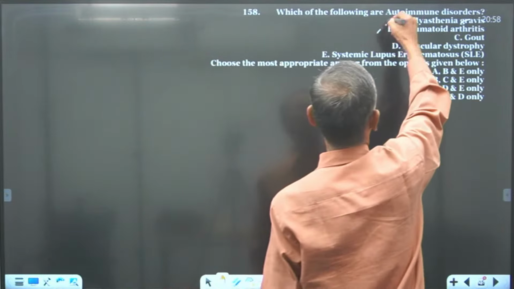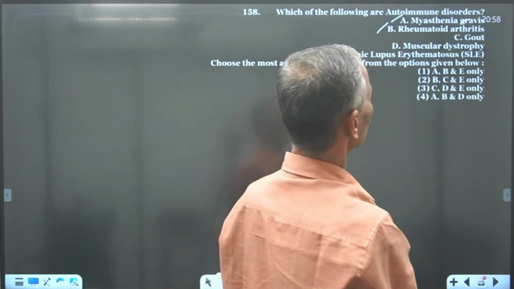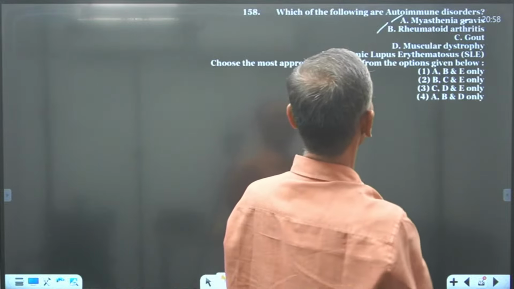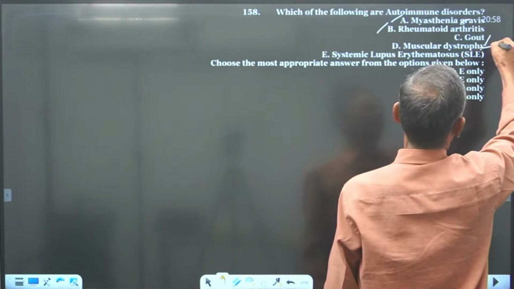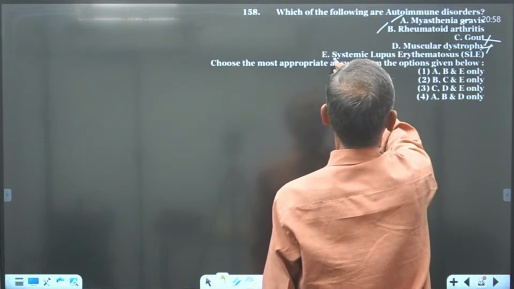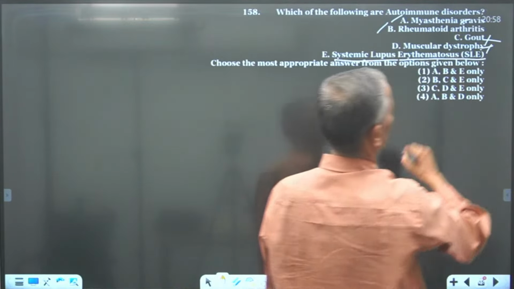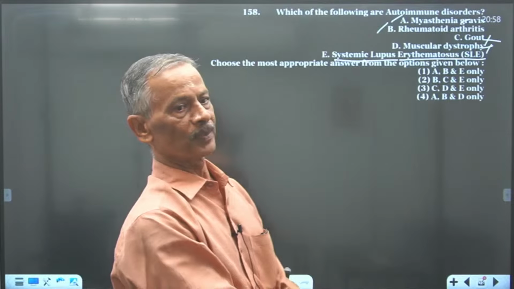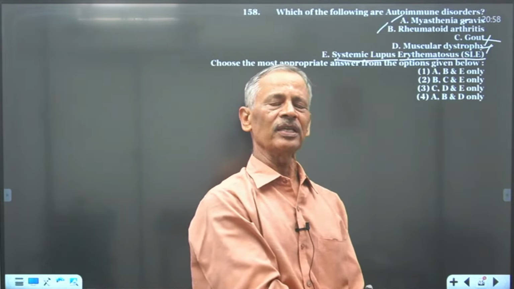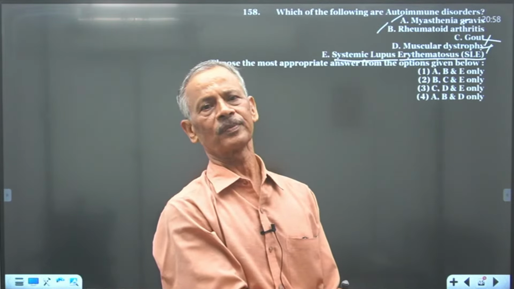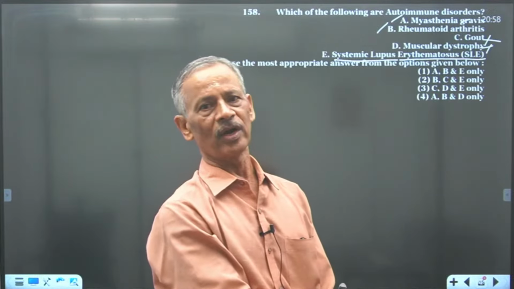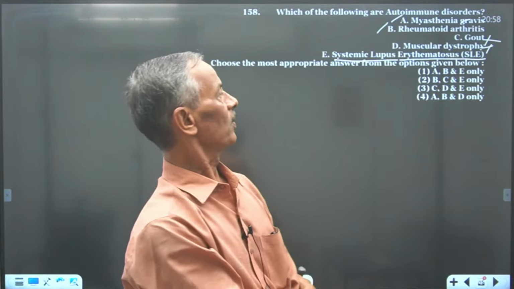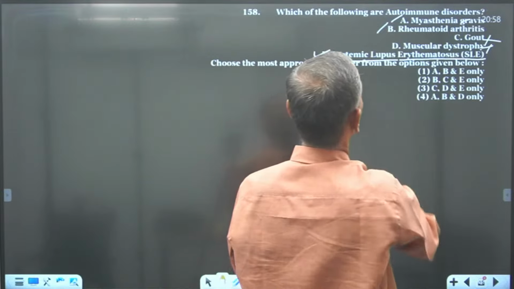Rheumatoid arthritis. Gout is not. It is a metabolic defect. Muscular dystrophy is a genetical defect. And systemic lupus erythematosus, SLE. It is affecting so many organs, mainly liver, brain, etc. So it is an autoimmune disease.